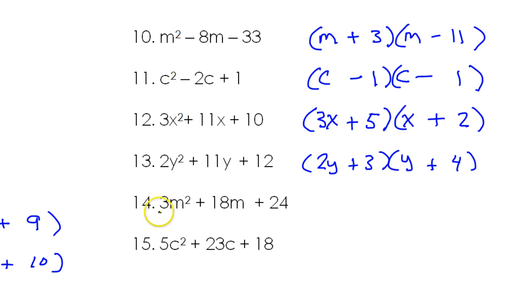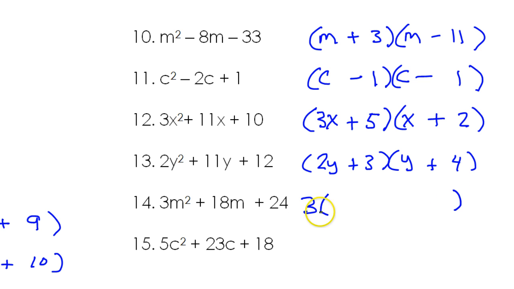Alright, number 14. Look for a GCF. Wait a minute, there is a GCF this time. All of these are divisible by 3. So 3 is the GCF. So when you have a common factor like that, you need to pull it out first.